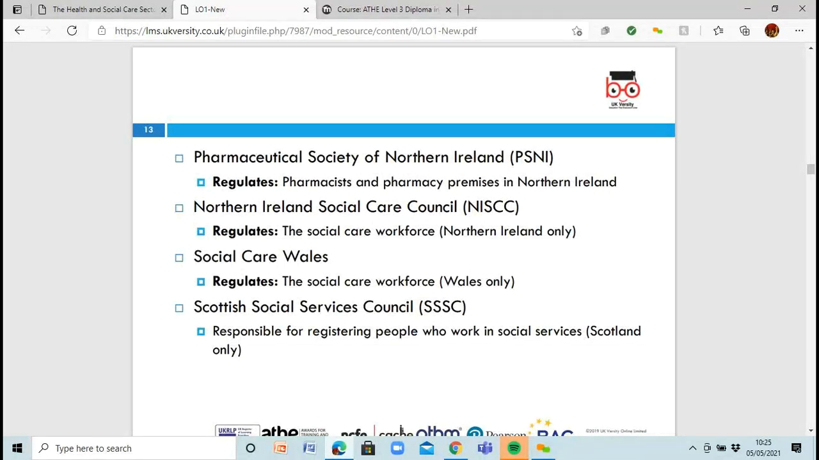Then, like I said, it's an extensive list. You've got the Pharmaceutical Society of Northern Ireland. They do pharmacists and the pharmacy premises in Northern Ireland. Then you've got the Northern Ireland Social Care Council. They do the social care workforce in Northern Ireland only. So you've got Social Care Wales, and again, it's just for Wales social care workers. And then you've got the Scottish Social Services Council, and they're responsible for registering people who work in social services in Scotland only.